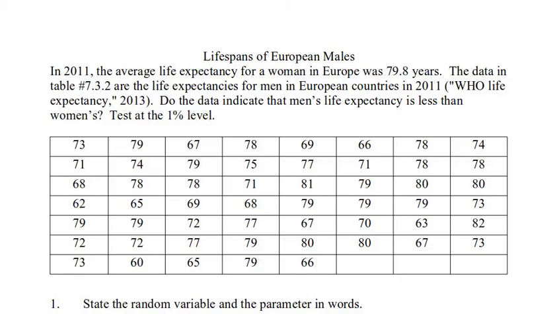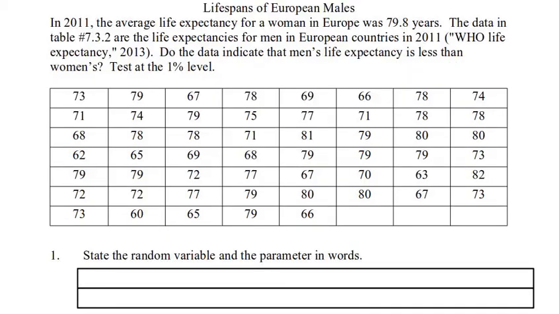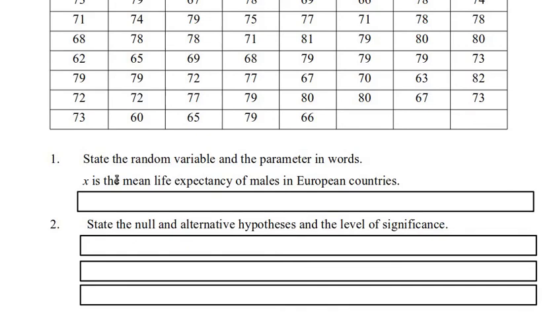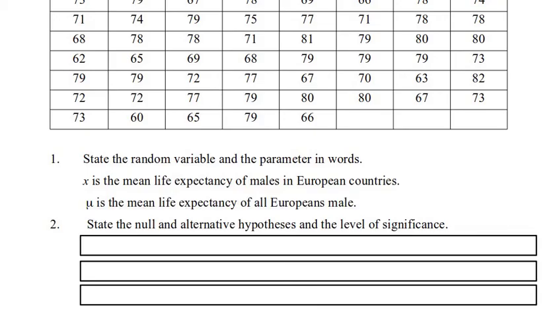So a fair amount of data. It looks like all European countries are included in this. So let's get going. The first thing we need to do is state the random variable and the parameter in words. The random variable x is the mean life expectancy of males in European countries. The parameter mu is the mean life expectancy of all European males.